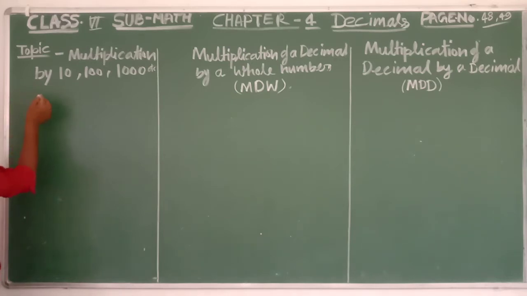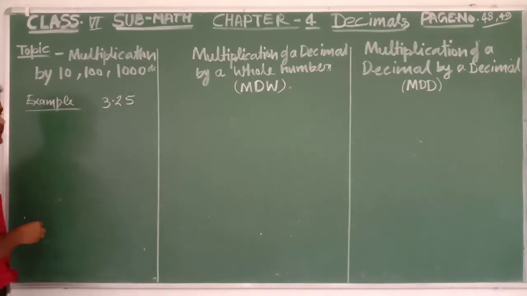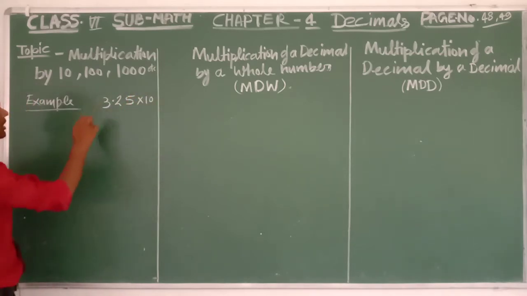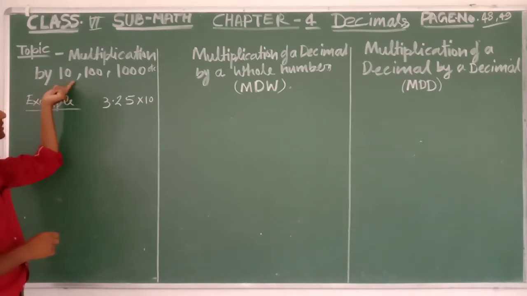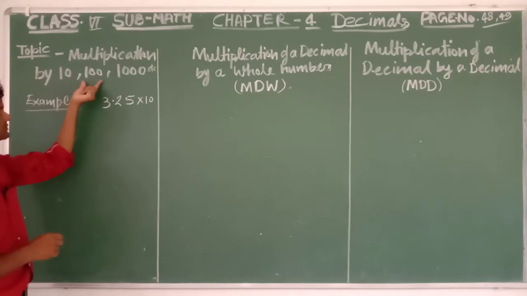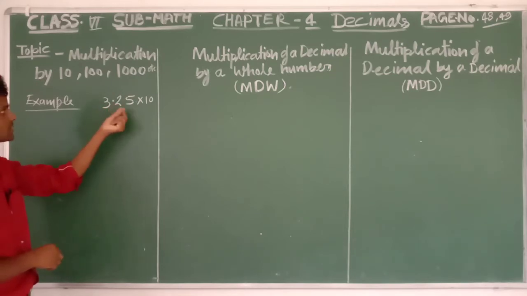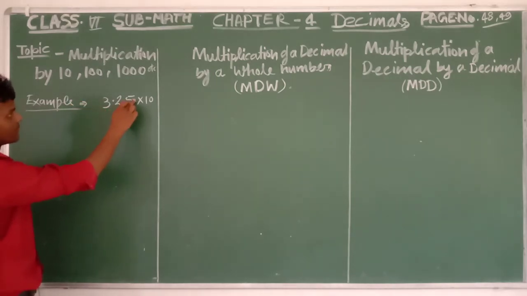Examples. If we take any decimal number, for example 3.25, and multiply by 10, we confirm 3 examples. First with 10, second with 100, third with 1000. So we take first with 10. First you take any decimal number. We take 3.25 multiply with 10.